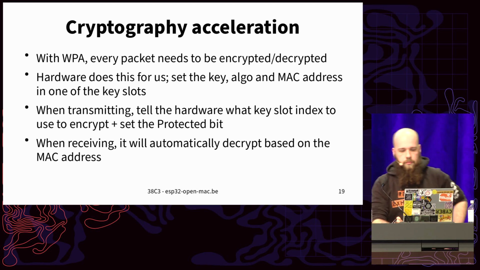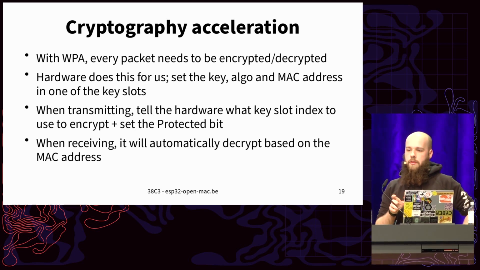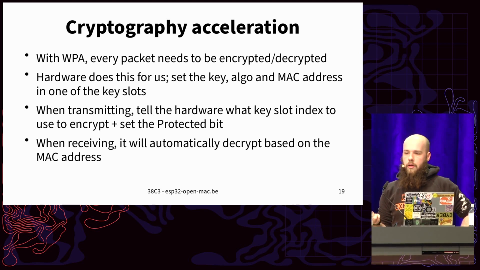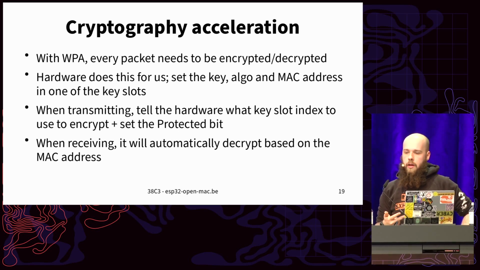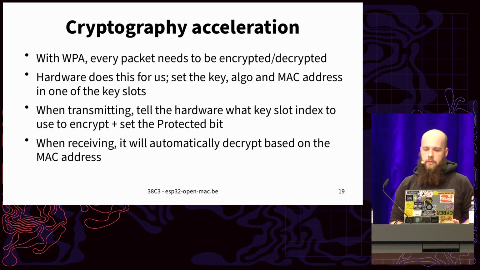And in the past week, we also began reverse engineering the cryptography acceleration that is used in protected networks, so for example, WPA networks. The hardware also does that for us, because every packet needs to be encrypted and decrypted. So you basically have to store the key that you want to encrypt the packet with, the algorithm that is used, and the MAC address, and then the key index in a key slot. And then when transmitting, you can just tell the hardware, okay, use this key slot, and it will encrypt the packet for you before sending it.